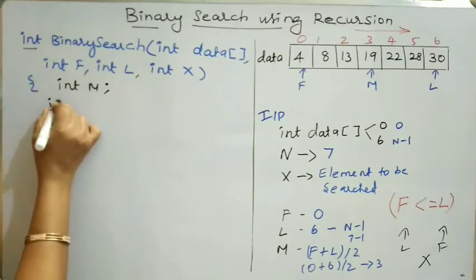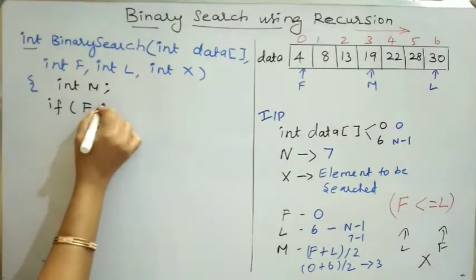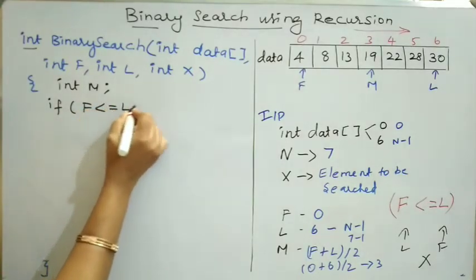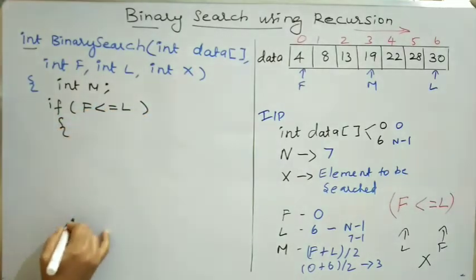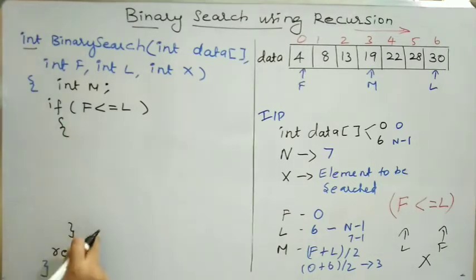That is, if the value of f is less than or equal to L, I can start my search procedure. Otherwise, what is the meaning? I have not found an element. In that case, if I come out of this loop, it means I have not found my element. My function is going to return the value -1.